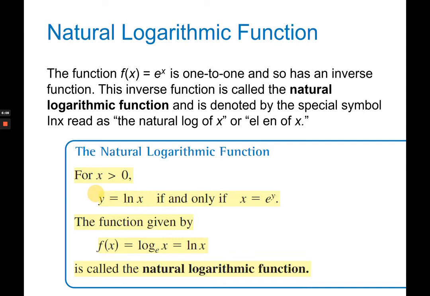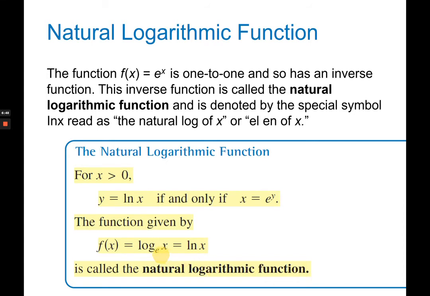For the natural logarithm, mathematically, for x greater than 0, y is equal to ln x if and only if x is equal to e raised to y. The function given by f of x equals logarithm base e of x, which is ln of x. If your base is e, then it is the natural logarithmic function.